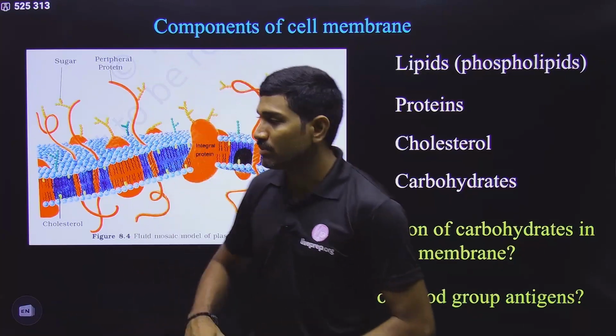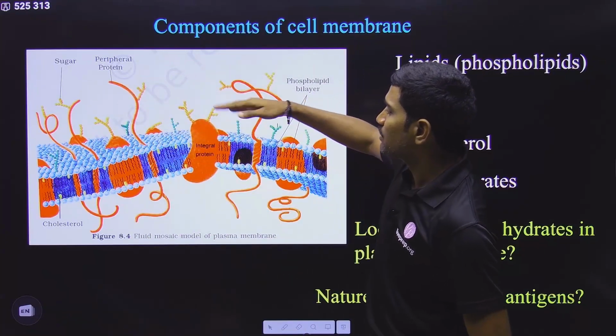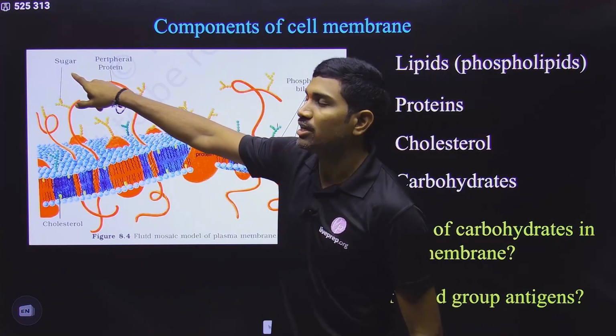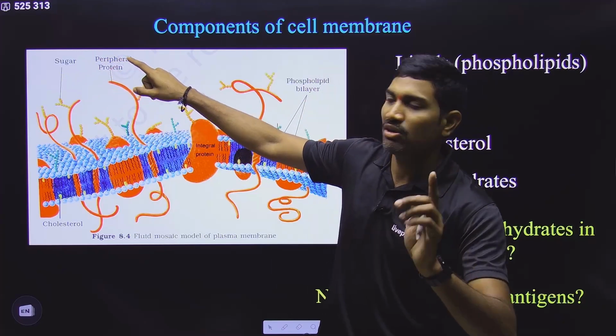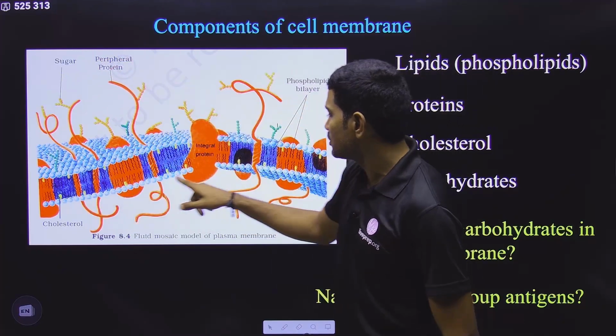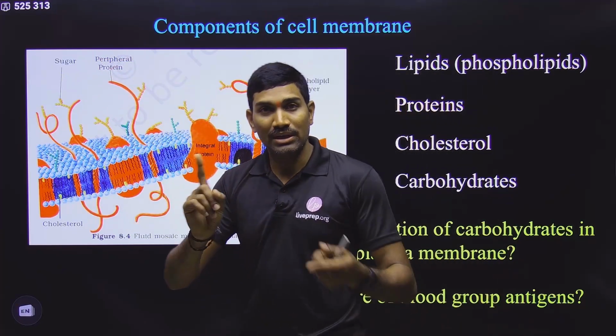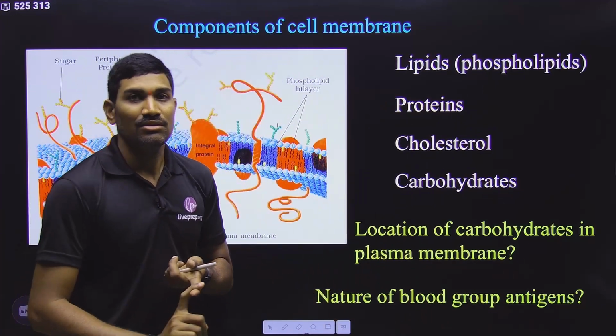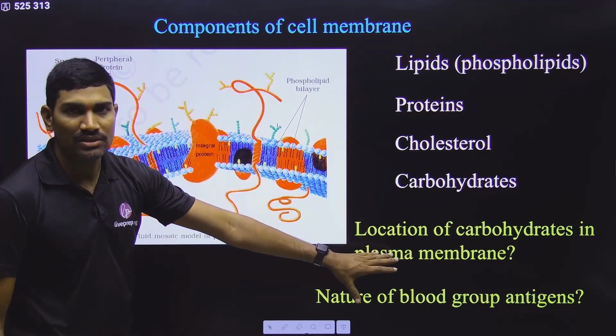On the RBC plasma membrane, on which side are they present? They are present on the exoplasmic phase because they are sugars. They are present only on the exoplasmic phase. They are never present on the cytoplasmic phase of the membrane. Concept you need to interlink. Okay, so this is the important point.